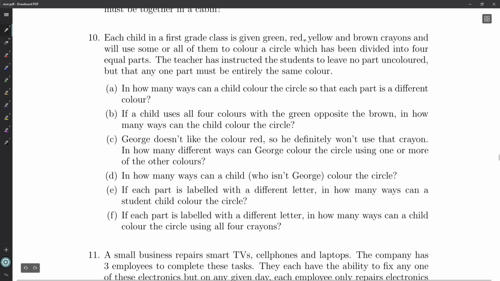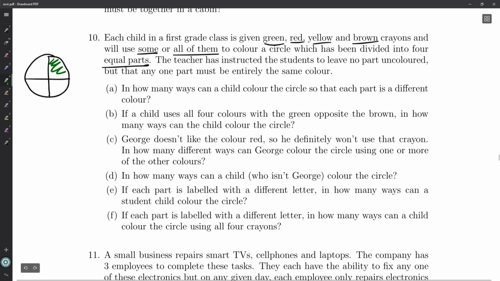Each child in a first grade class is given a green, red, yellow, and brown crayon, and some will use some, and will use some or all of them to color a circle which has been divided into 4 equal parts. Already I'm getting sort of a picture in my head. Okay, circle divided into 4 equal parts. And oh, look at that, I've got some colors on the side here.